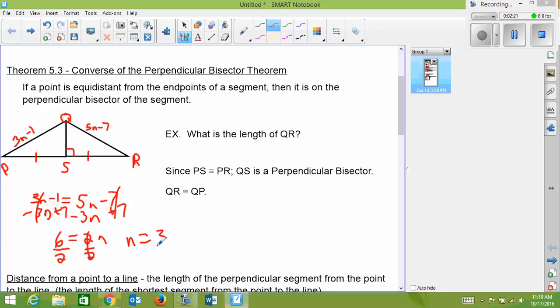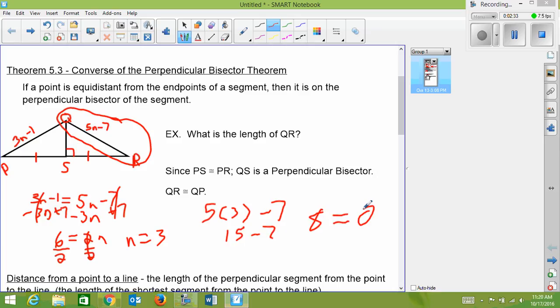I want to know how far is it right here from Q to R. So plug it in. 5 times 3 minus 7, 5 times 3 is 15, 15 minus 7 is 8, so 8 equals Q to R. 8 would also equal Q to P, because they would have to be equal if it's equidistant.